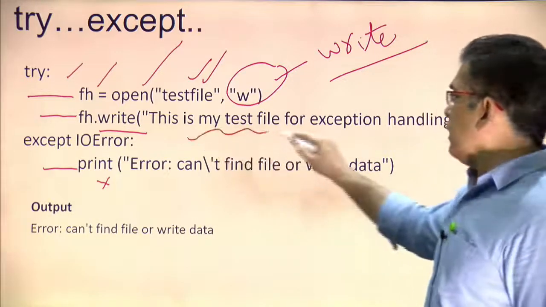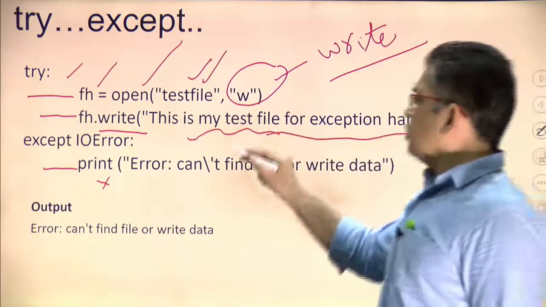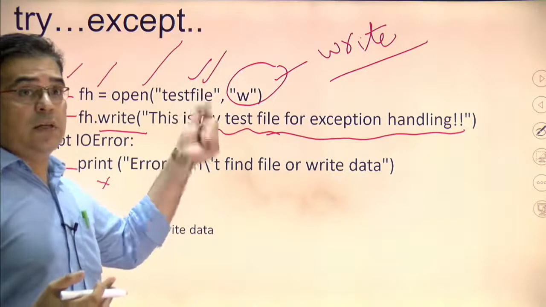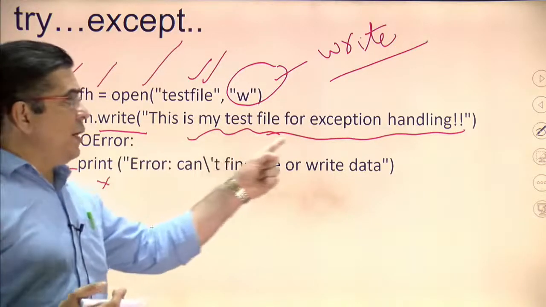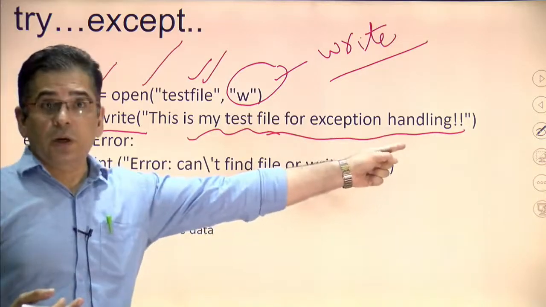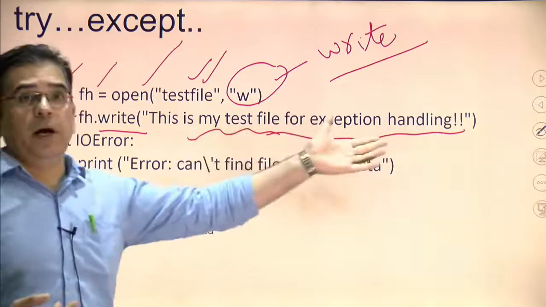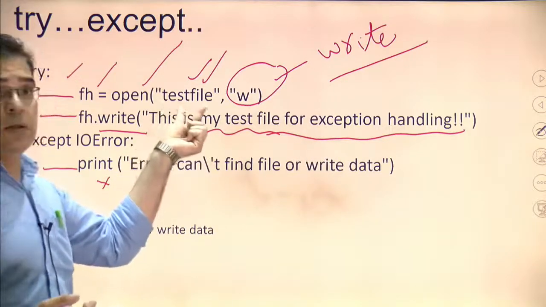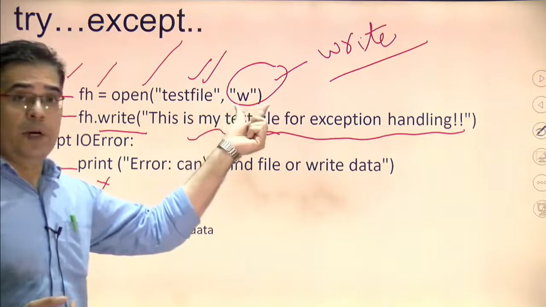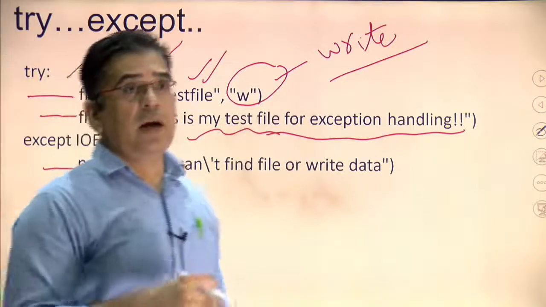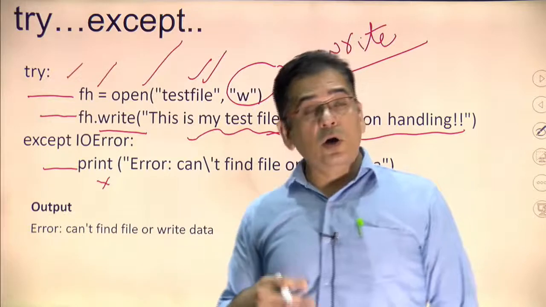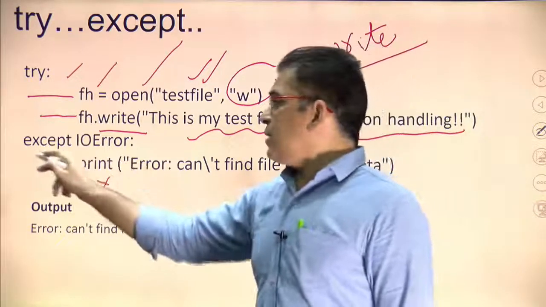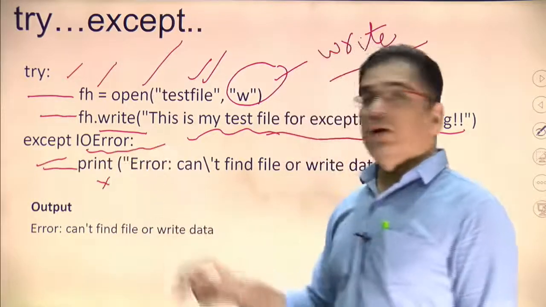This is my test file for exception handling. So I have written a simple message which will be written in this test file. The message is, this is my test file for exception handling. So this complete write method will be written in this test file because the file is opened in the write mode. If there is an error in opening the file in the write mode, or if there is an error in locating the file, then this except block will handle this IO type error.